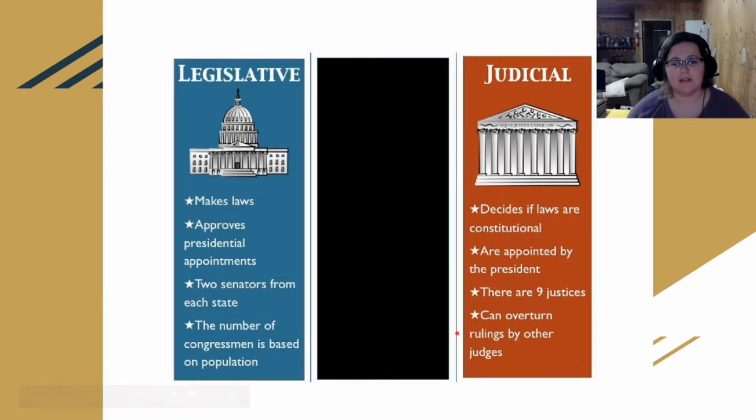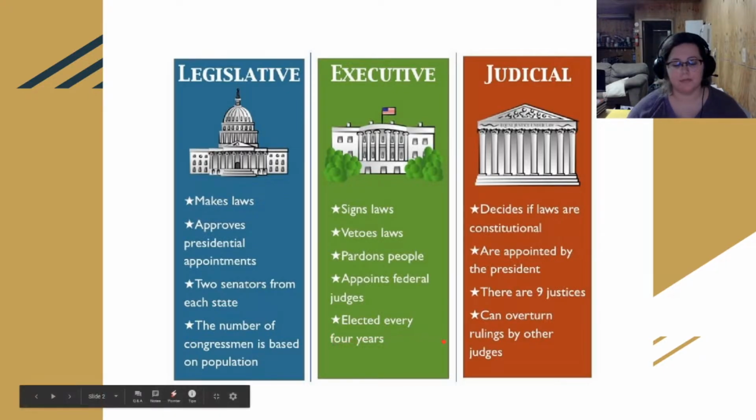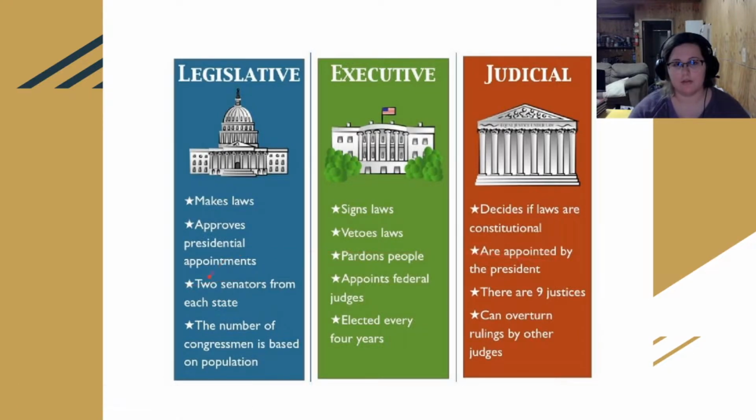And then finally, in the last video, we talked about the executive branch and how the executive branch has the president who signs laws, he vetoes laws, he can also pardon people, he appoints federal judges, and then the president is elected for 4-year terms. Okay? So these 3 branches together, the legislative, executive, and judicial, they work together to create the American system of democracy.